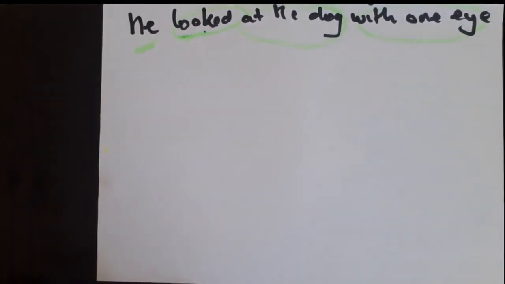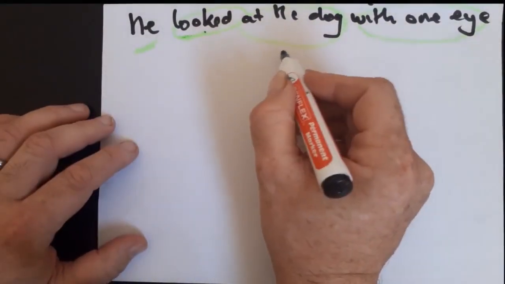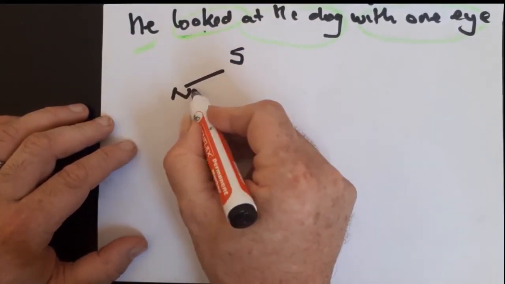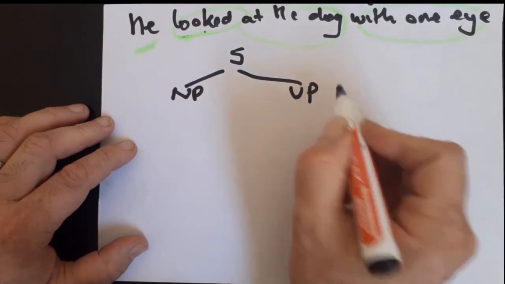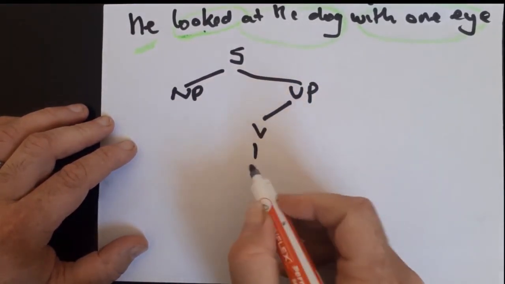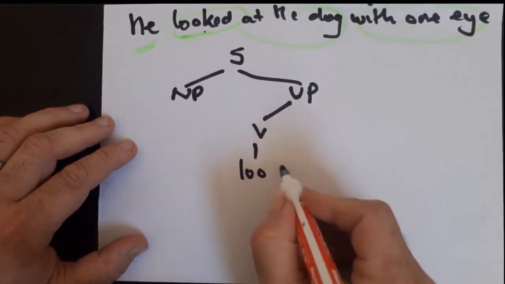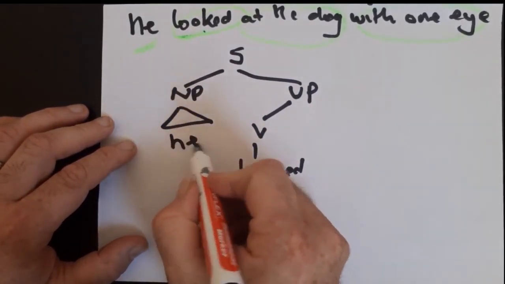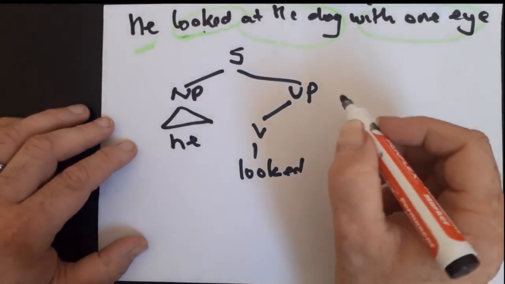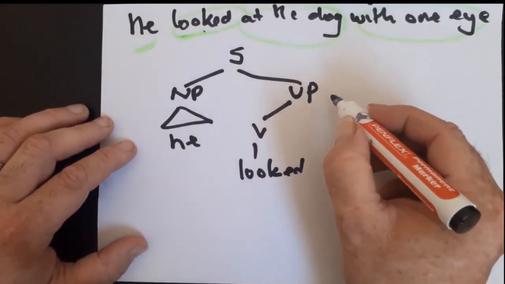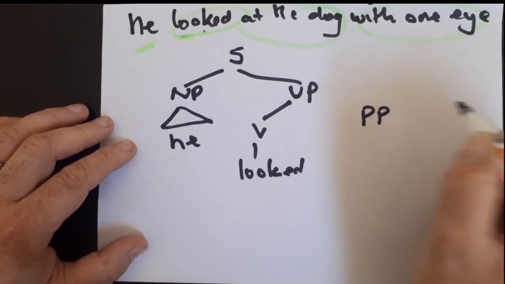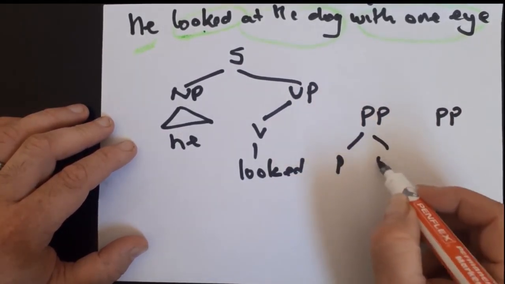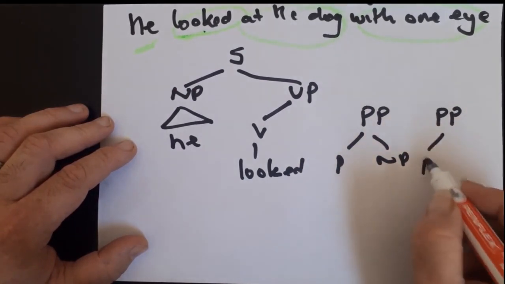So on our rough work, we're going to start plotting that. We're going to start with an S at the top, and we know that's going to break down to a noun phrase and a verb phrase. The verb phrase breaks into a verb and something else. So let's just put in what we have here. The noun phrase consists of he, and the verb is looked. And now we have two prepositional phrases. Prepositional phrase 1, which is at the dog, and prepositional phrase 2, which is with one eye.